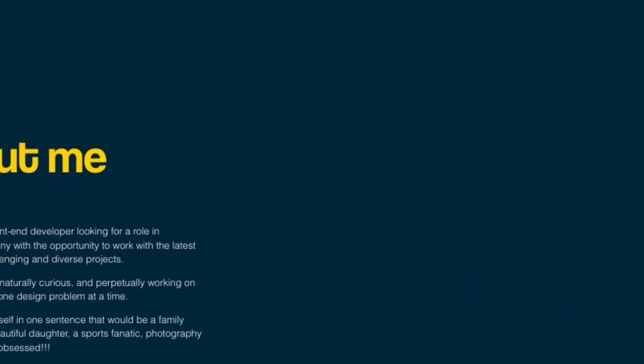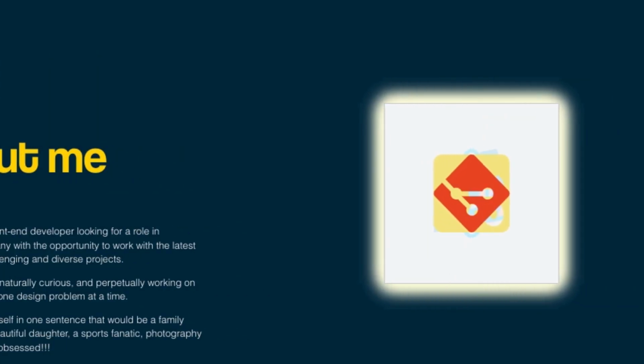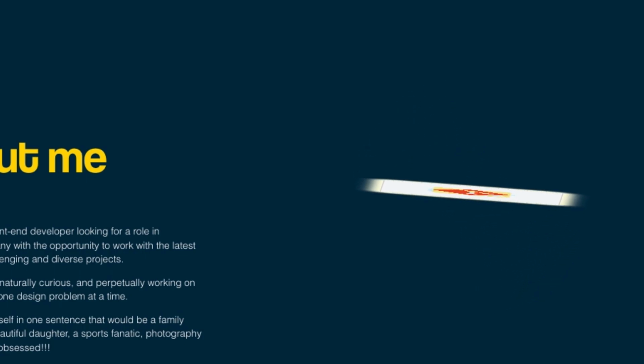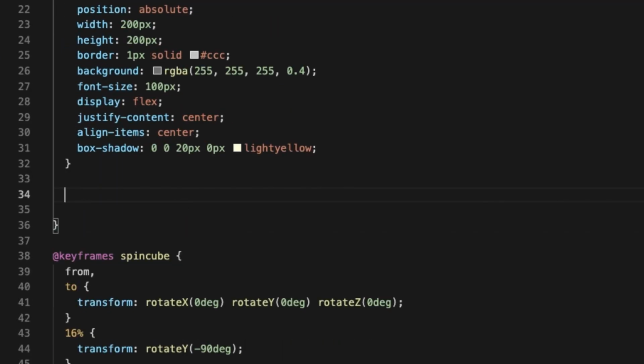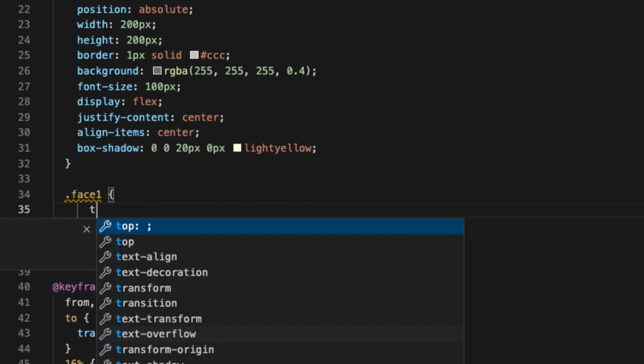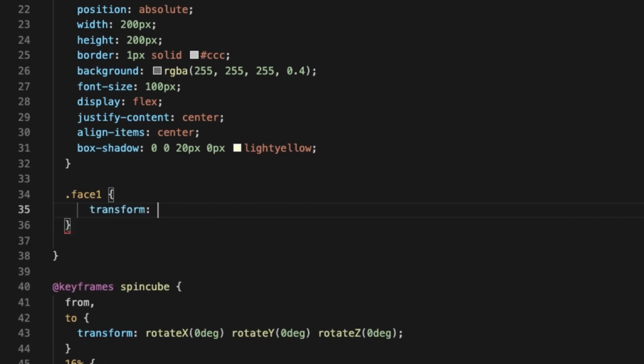If we check the state of our animation right now, it looks much better. It resembles the cube more, but we need to give it some 3D effect, so let's add that. Inside of the cube spinner, target the face 1 element. Set the transform property to translateZ 100 pixels. We want to separate the elements into 3D space, and I'm targeting the Z-axis in this case.